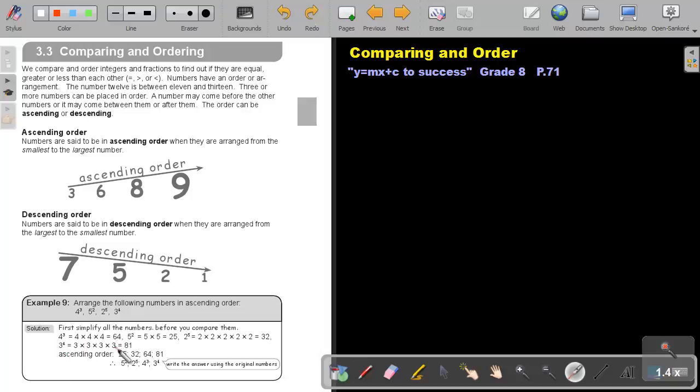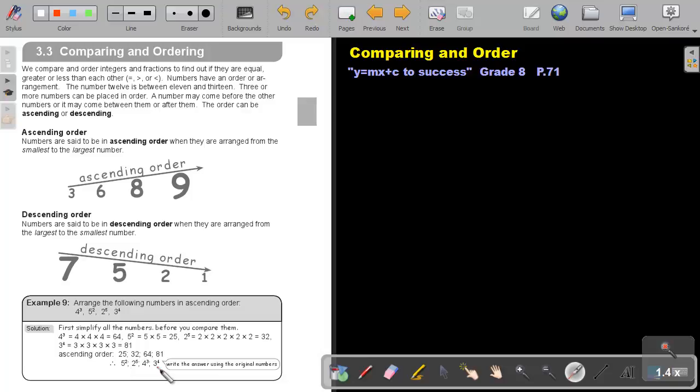Now, ascending order will be from the smallest to the biggest. So it's 25, 32, 64, 81. But don't write it in that format. Write it in the original format, the original numbers. So 25 was 5 to the power 2, followed by 32 was 2 to the power 5, 64 was 4 to the power 3, and 81 was 3 to the power 4. Write it in that order.